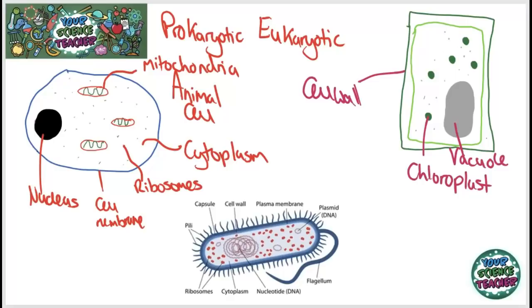Down here I have the other type of cell, which is a prokaryotic cell. Prokaryotic cells can include any unicellular organism such as bacteria, and here we have some of the main features that you can see on a prokaryotic cell. For example, a lot of them have flagellums. This is how they move around. Flagellum is just another name for a tail.